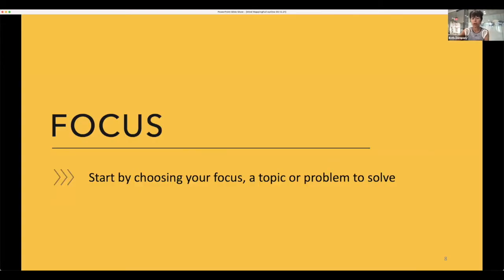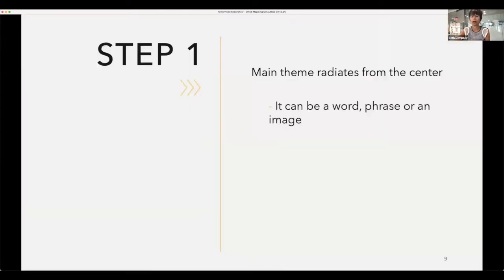So start by focus, okay? Either have a topic or a problem you want to solve. Okay. So we're going to go through, and since I haven't done this in a way so that people are actually going to physically do the exercise, I'm going to take you through the basic steps and then I'll show you some examples. So usually start with a main theme, okay, and what that problem or solution is that you're looking for. And it can be a word or a phrase.